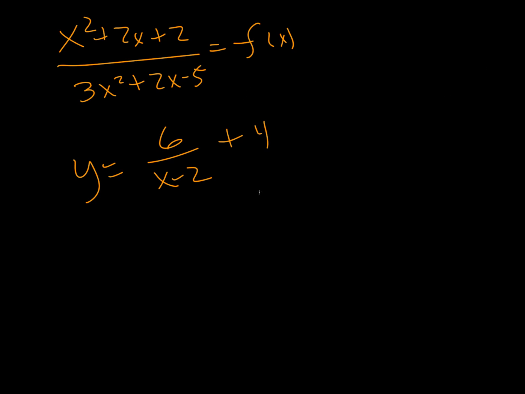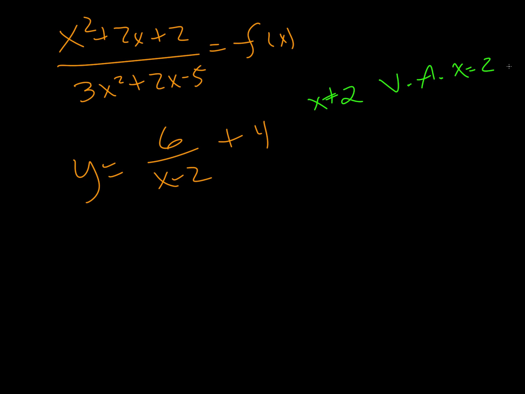So asymptotes are going to be wherever either x or y cannot equal 0. And so right here, x cannot equal 2 because that would create division by 0. And so we have a vertical asymptote at x equals 2.